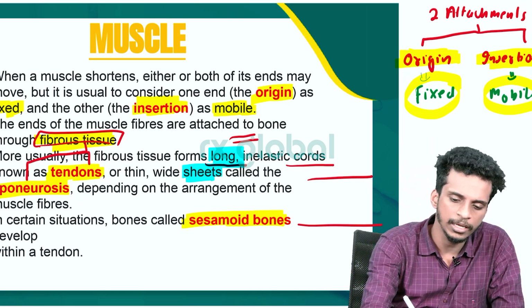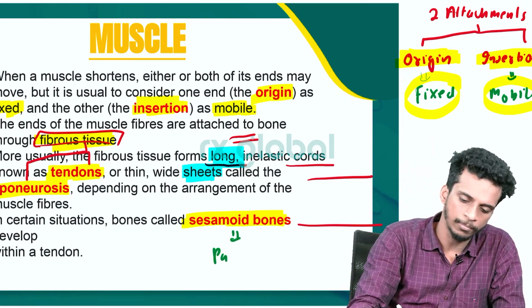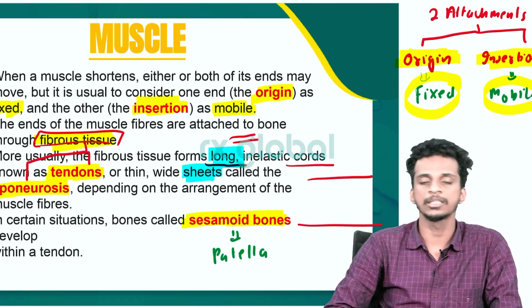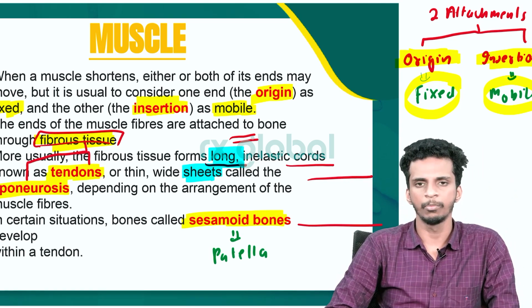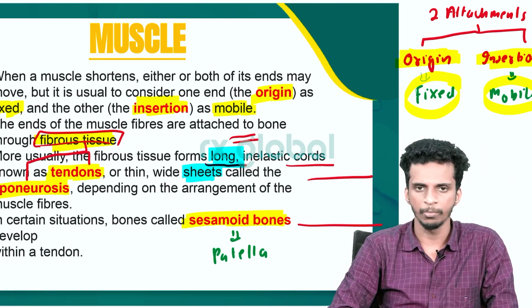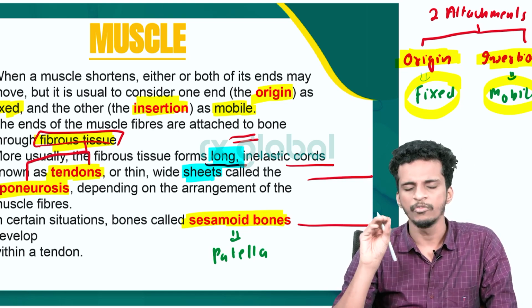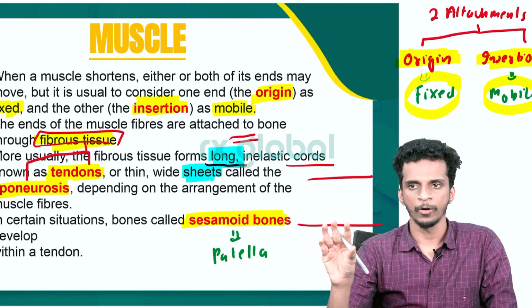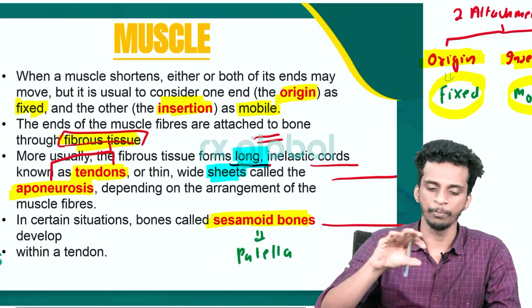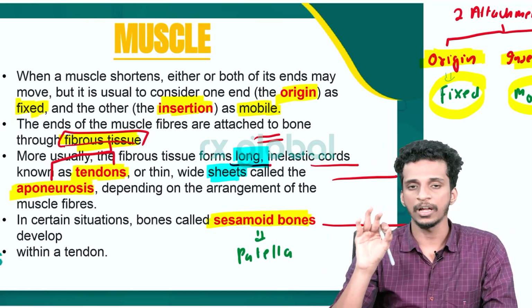The classical example of a sesamoid bone is your patella. We have many sesamoid bones, but the classical example is the patella. Sesamoid bones are simply those bones which are formed from a muscle. I hope it's clear. So these are the important terms you need to know as far as muscle is concerned.